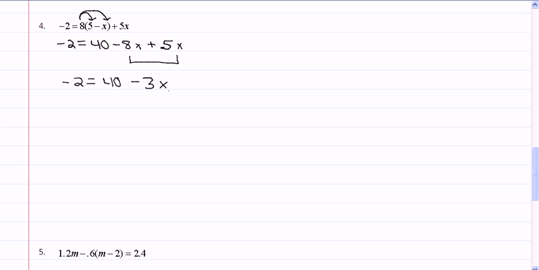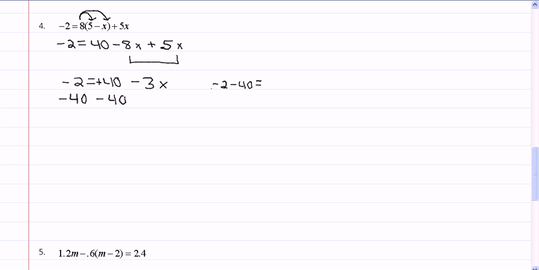To solve for the variable, I have a negative 3 in front that's being multiplied, and since there's a plus sign to the left of the 40, even though we don't see it, we know it's there, the 40 is being added. So I move the 40 first by subtracting, taking the opposite sign, and I have negative 2 minus 40. So let's work that out on the side. Negative 2 minus 40.